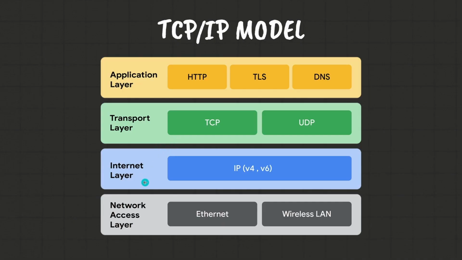And at last we have the network access layer. This layer handles the physical connection between devices like the cables or Wi-Fi that allow your computer to connect to the network. So that was the OSI and TCP/IP model. This is really important while we are studying networking, and I hope you have understood it. On that note, I will conclude this section and I will see you in the next one.